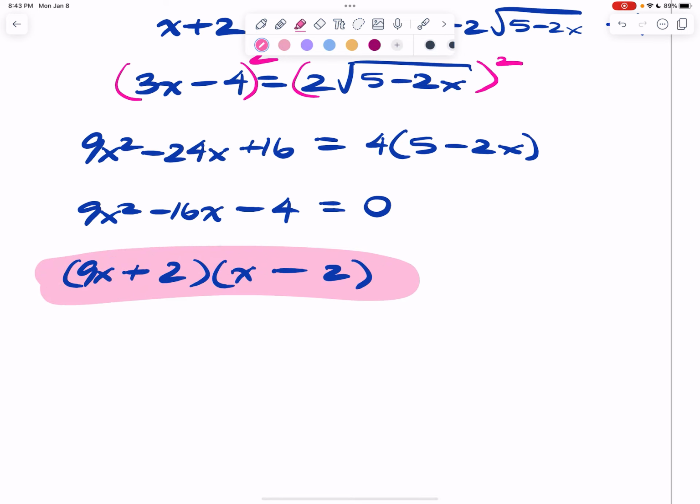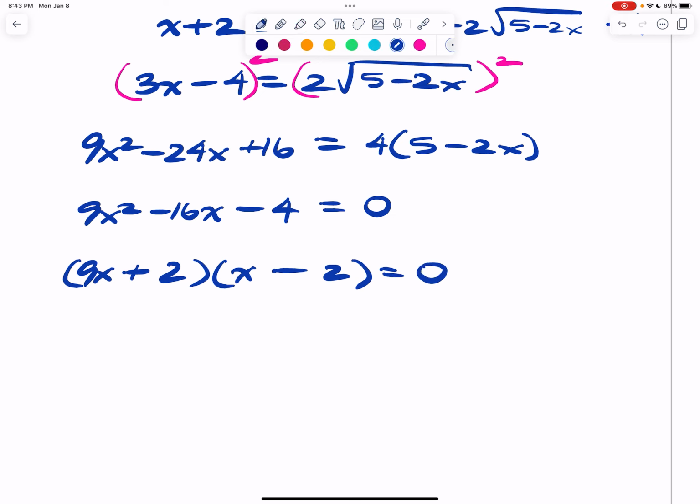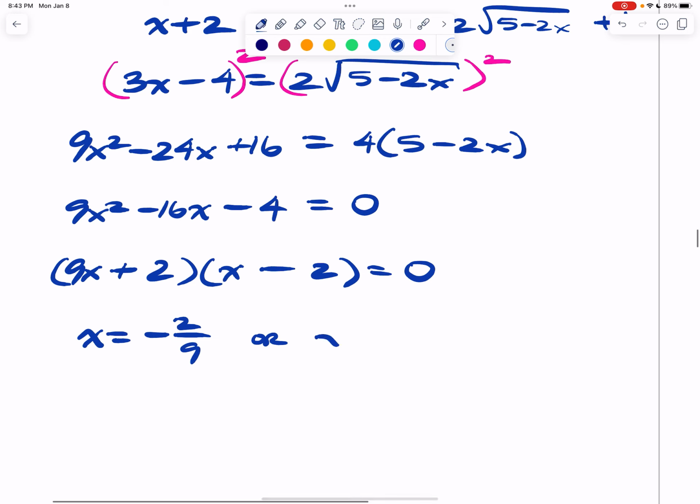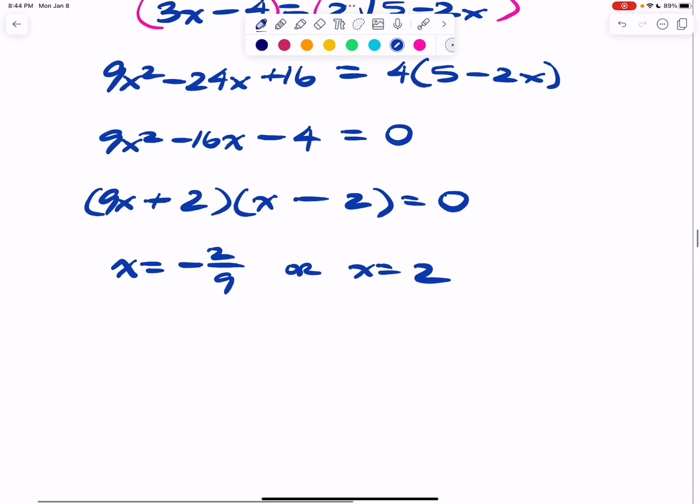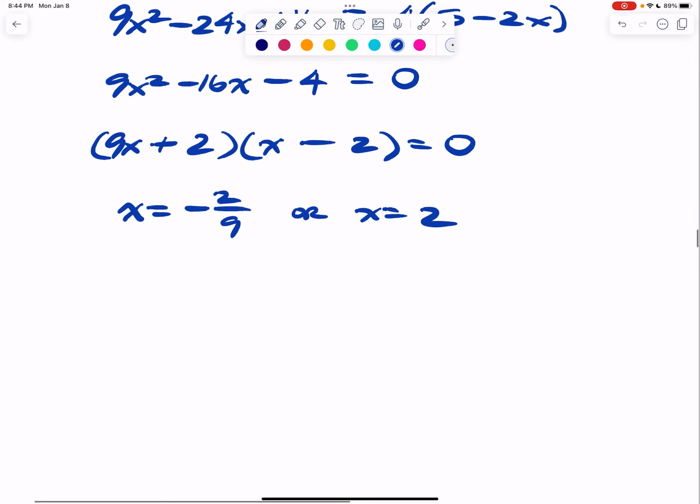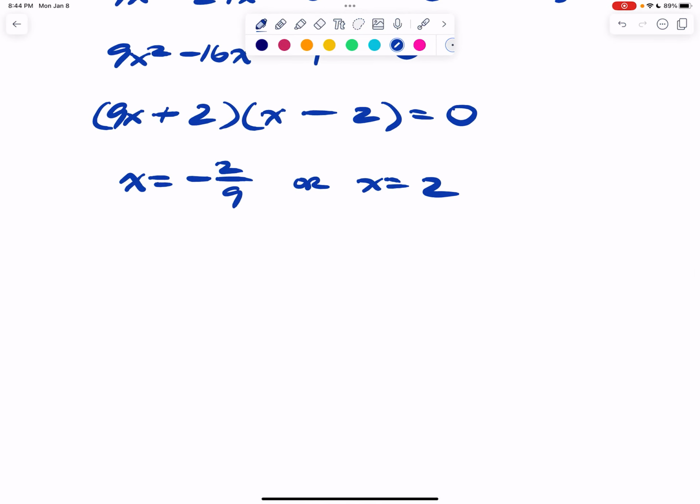Make sure you keep this as an equation. Right now this is an expression. I need to throw in that equals 0. Don't want to get that communication error. And now x is either negative 2/9 or x is 2. Those are the possibilities. We've gotten 3 marks. I'm mostly certain this is a 4-mark question. I'm sure one of those is going to be extraneous, but let's find out.